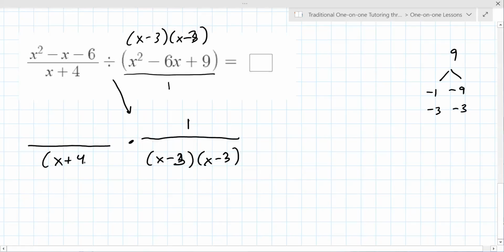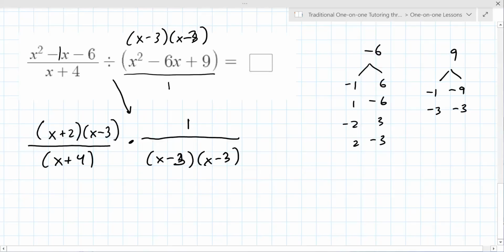So now on the left, x plus 4, there's nothing to do there. But on the top, trying to find two numbers that multiply to negative 6 but add up to negative 1. So that's like negative 1 and 6, 1 and negative 6, negative 2 and 3, 2 and negative 3. I think we actually already did this one in a previous example.